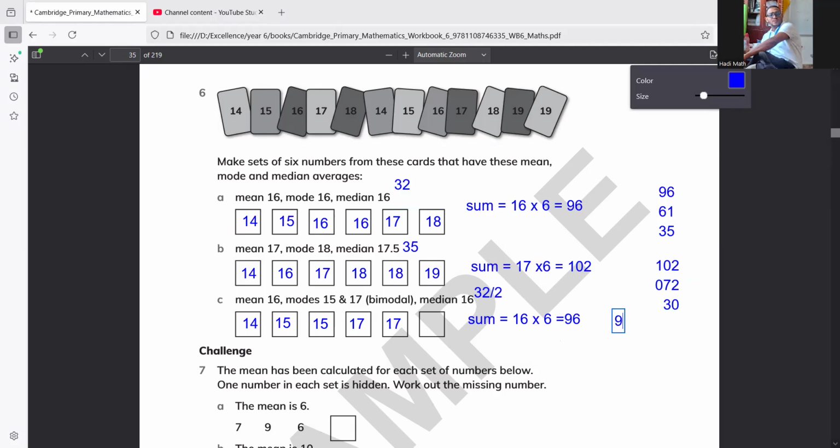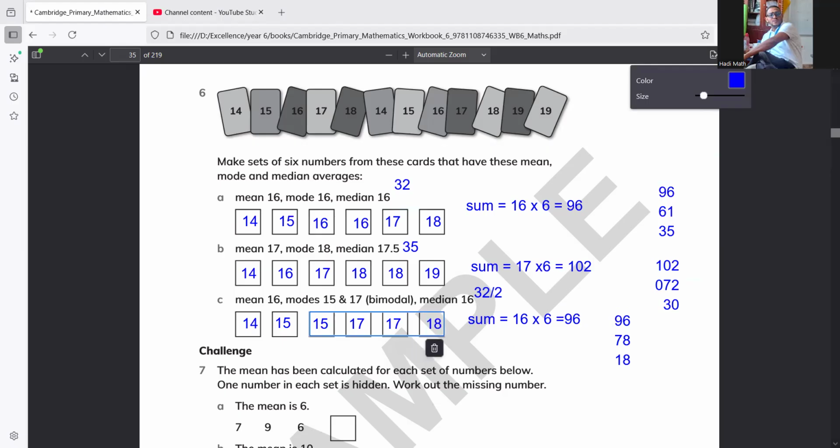Then you'll say it is equal to 96 minus, go and add: 17 and 17 is 34, 15 and 15 is 30, that's 64, and 64 and 14 gives you 78. Then subtract: 96 minus 78 is 18. So this number here must be 18. And this is how we find the last missing number, 18.